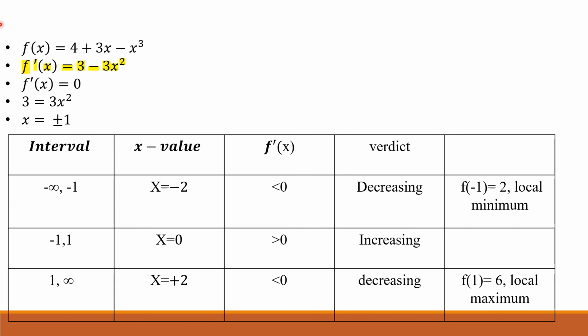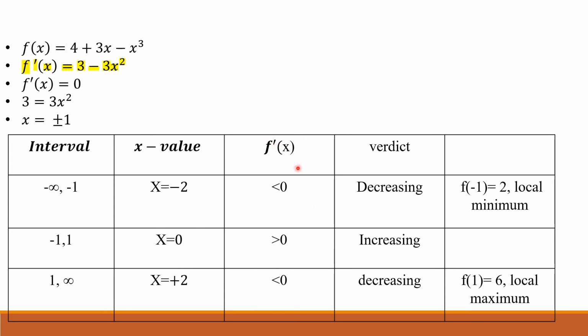So here it is. This is the function, and this is the first derivative. I will set the first derivative to 0, and I solve: x is positive or negative 1. Since I have two values, I will have three intervals: from negative infinity to negative 1, from negative 1 to 1, and from 1 to infinity. I will choose a point in each interval. Here I choose x equals negative 2, here I choose x equals 0, and here I choose x equals 2.